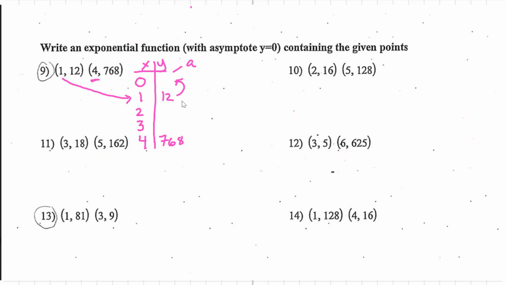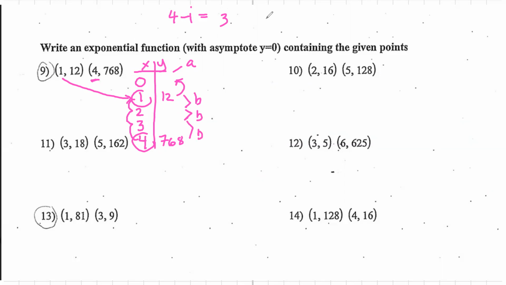Can you tell if this function is growing or decaying? It's growing. How do we know it's growing? Because the numbers are getting bigger, right? Because it went from 12 and jumped way up to 768. Okay, let's see how many times we multiplied by the multiplier. I could take this 4 and subtract 1. 4 minus 1 is 3. So we multiplied by the multiplier 3 times.